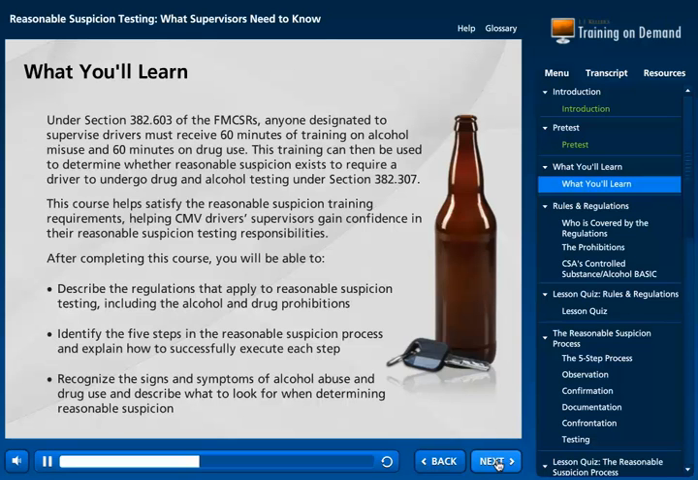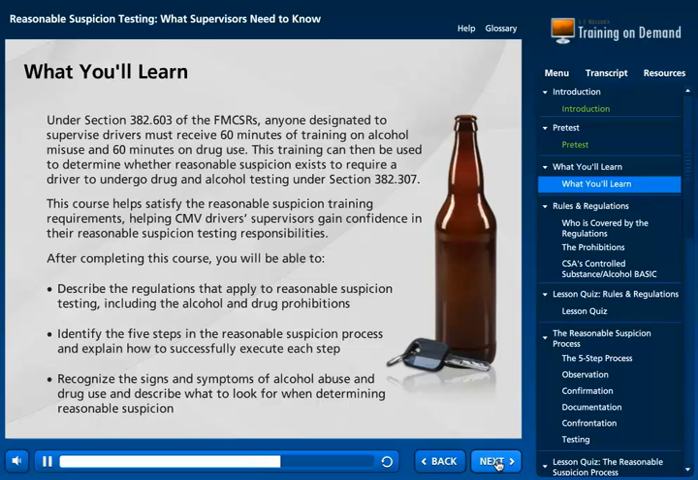In addition, this course will help all persons designated to supervise CMV drivers gain confidence in regards to their reasonable suspicion testing responsibilities by covering the prohibitions, the reasonable suspicion process, effects of alcohol misuse and drug use, and what happens after the alcohol or drug test is done.